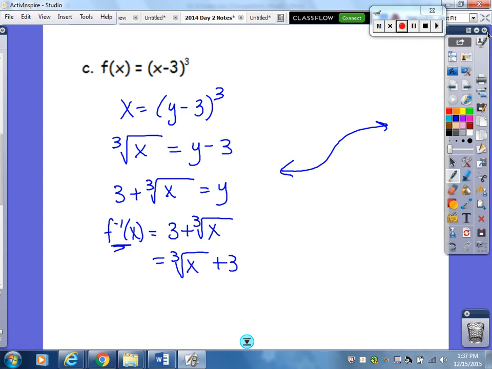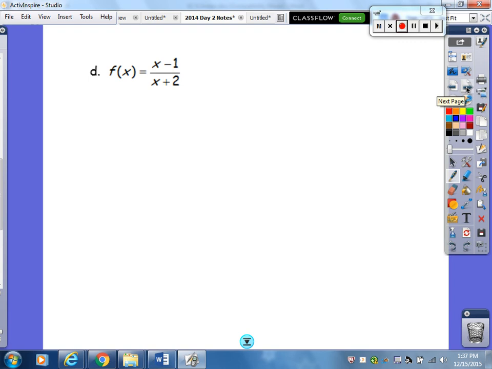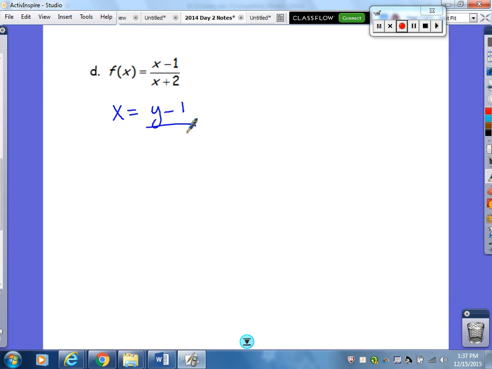All right, let's do one that's a little bit more algebra intensive. Same thing here again. This is a rational function. I know we haven't looked at these yet, but this is a rational function that's coming in Unit 8. Let's switch the x and the y. All right, let's solve for y. So the first thing I'm going to have to do is cross multiply.